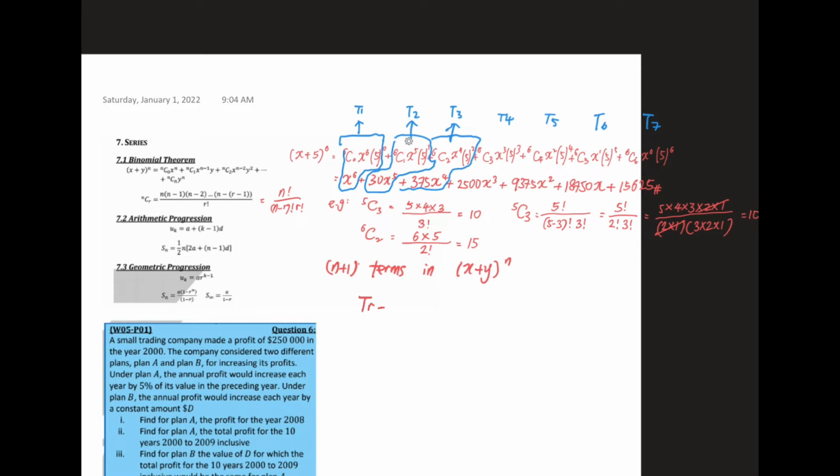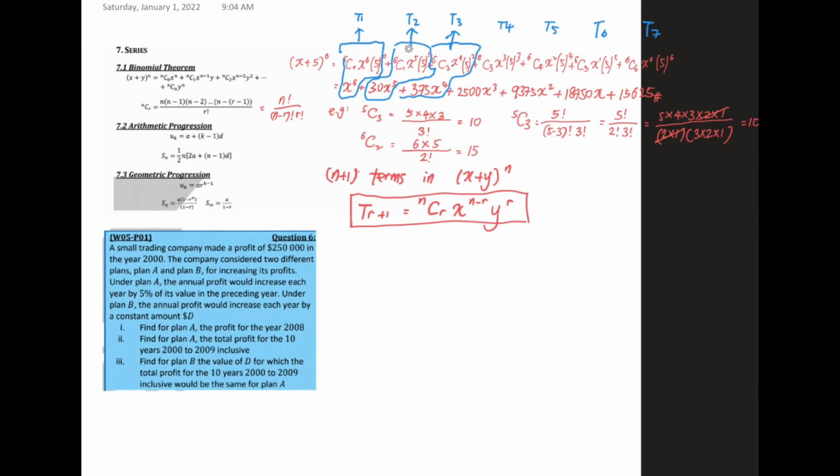So the formula is, if you want to find T(r+1), why do I use T(r+1)? Because if r is 3, the number of the term is 4. So that's why I use T(r+1), where the number of the term is 1 unit greater than r. This is nCr, r is 3, but here it is r plus 1, which is 4. So in general, if I want to find the (r+1)th term, I'm going to use this formula: nCr, then the front part, x to the power of n minus r, then y to the power of r. Okay, so that is the general term.